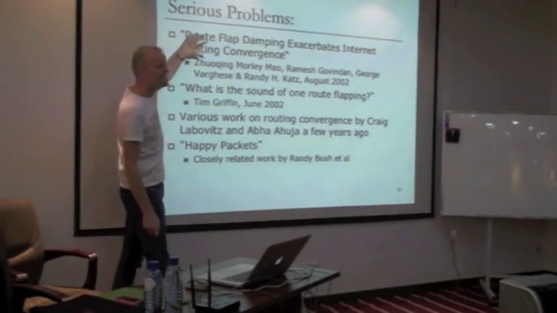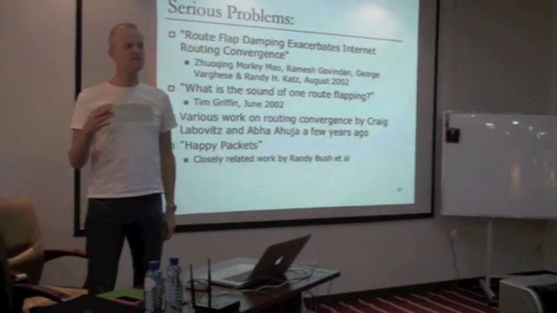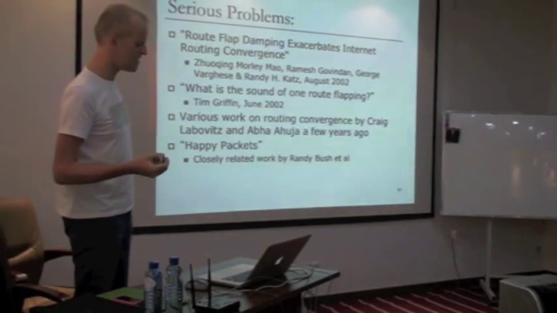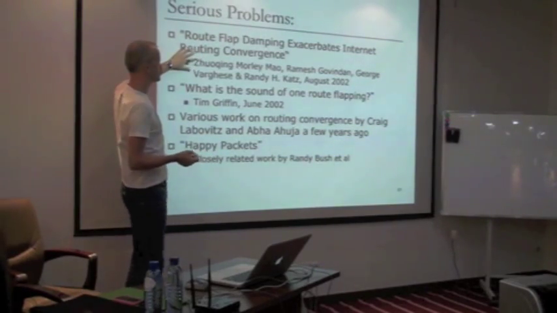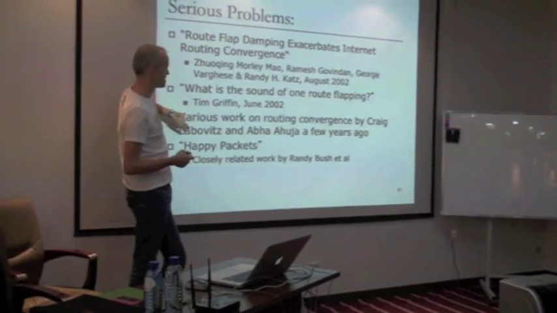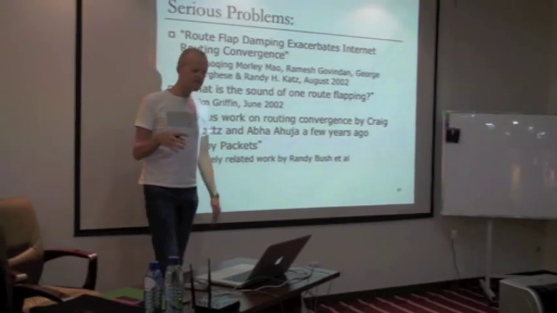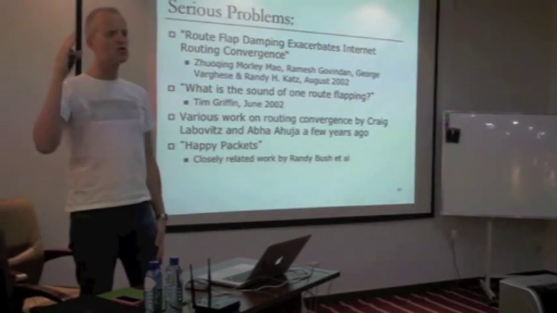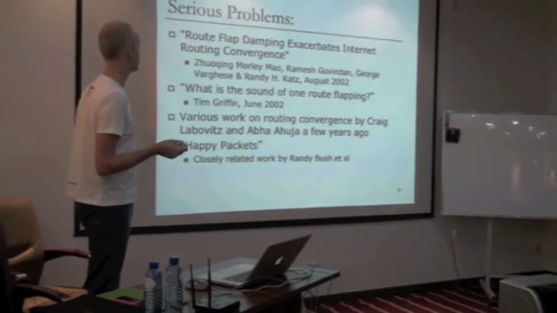Right, so the researchers started looking at flap damping. And what they found was that ISPs who switch on flap damping actually make stability of the routing system worse. This was 2002, after about 2 years of research, started by Craig Labovitz and Abha Ahuja. This started in about 99, 2000, looking at routing convergence. And they discovered that ISPs who were using flap damping, the networks actually took longer to converge than ISPs who were not using flap damping.